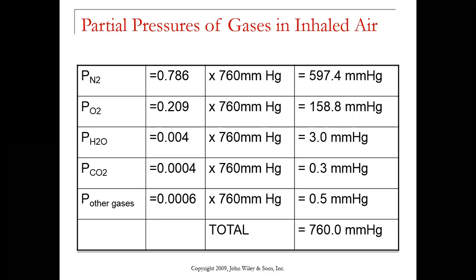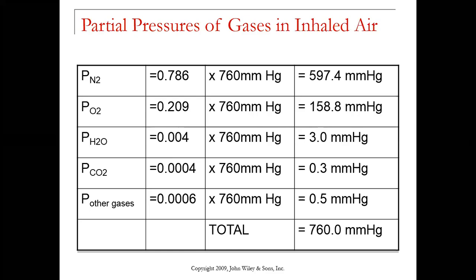Here you can see a chart which gives an idea about the total partial pressure of the air, which is a mixture of gases, and how much is the individual partial pressure of each gas. So nitrogen is 78.6% in the air, so it has 597.4 millimeters of mercury partial pressure. Oxygen is 20.9% in the air, and it has 158.8 millimeters of mercury.